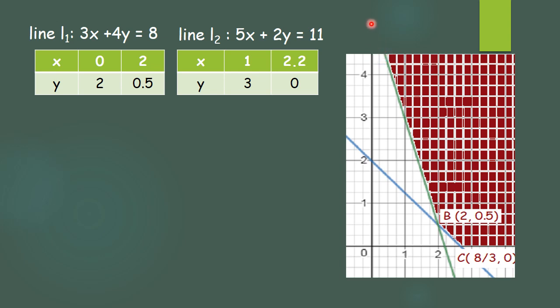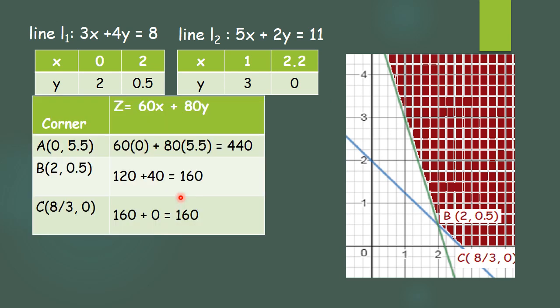When we check this, we get the corner points as first 0 comma 5.5. Another we get here, that is 2. We'll plot a point. After this we'll take 2, and here it is 0.5 from the graph. So 2 comma 0.5, and this is the third point. This is 8 upon 3 comma 0. So these three we get as corner points.